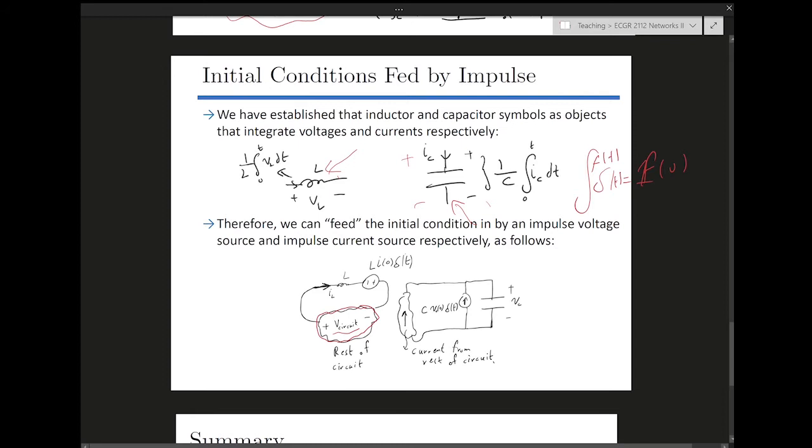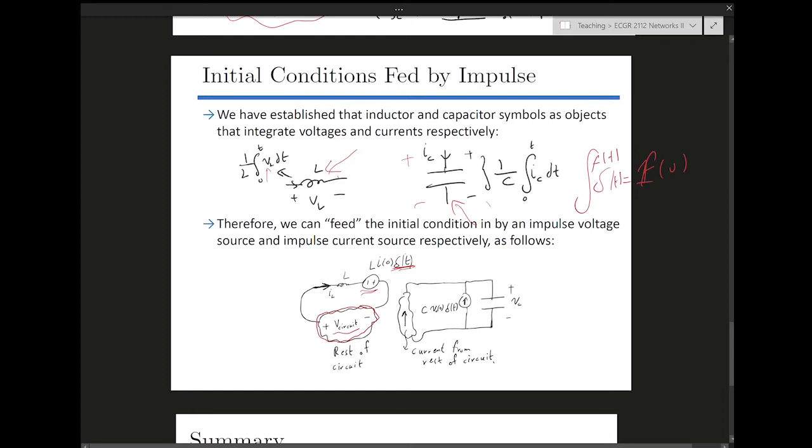Now I want to add a voltage source in series. It has to be a voltage source because the integral for the inductor has a voltage in it, right? So I need to add a voltage source in series with the inductor with an impulse in it, a Dirac delta function, such that initially at time equals 0, I have the voltage due to the circuit, but I have added to that voltage an impulse. And the only purpose of that impulse is to inject the initial condition into the inductor, right?